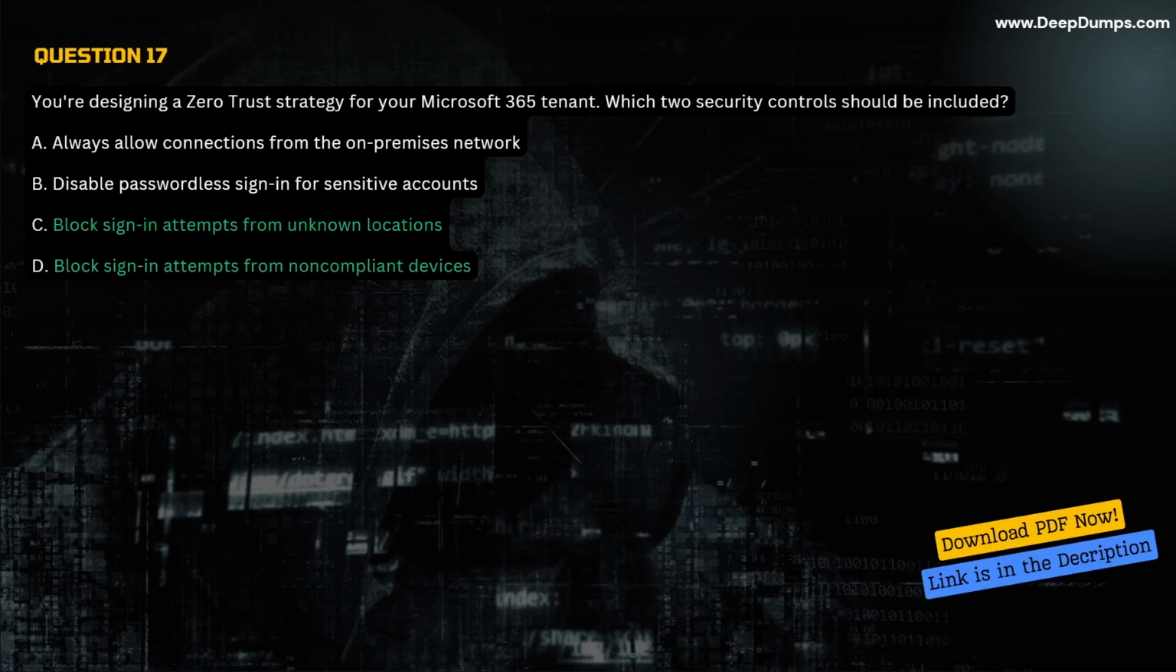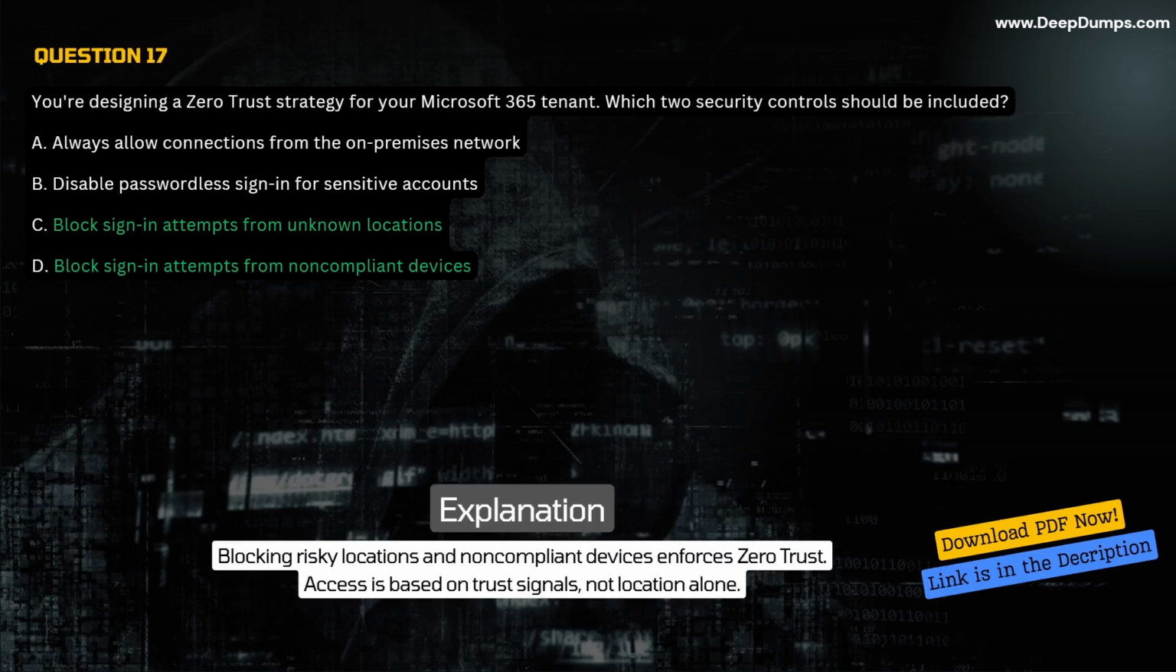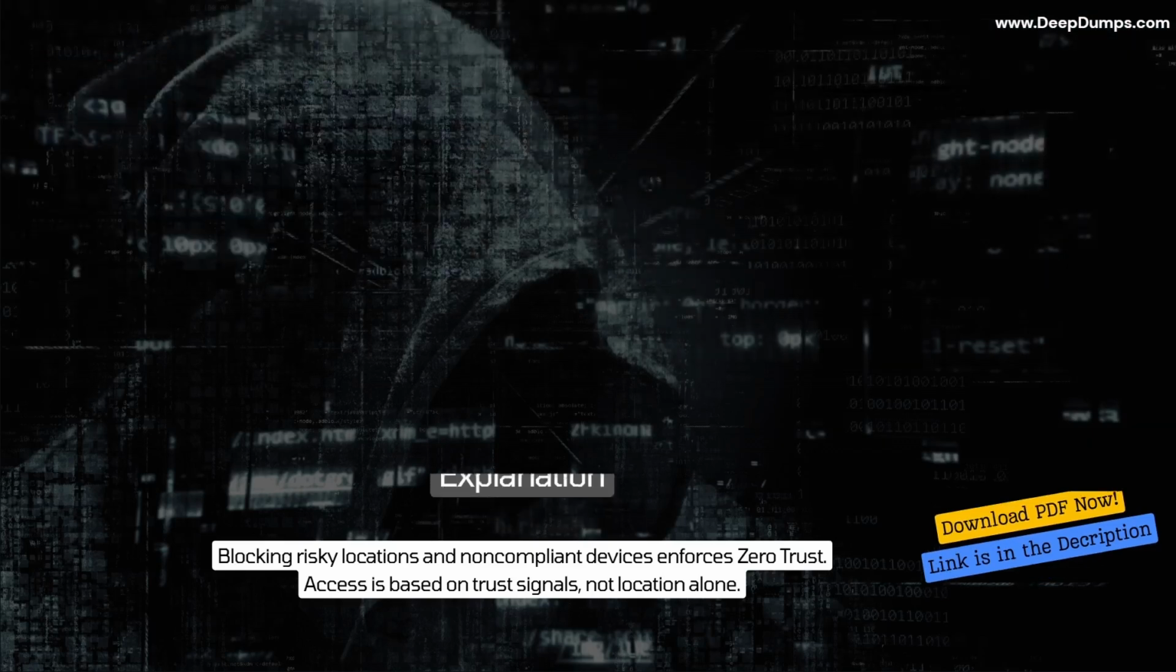Correct answer C and D. Block sign-in attempts from unknown locations. Block sign-in attempts from non-compliant devices. Explanation: Blocking risky locations and non-compliant devices enforces zero trust. Access is based on trust signals, not location alone.